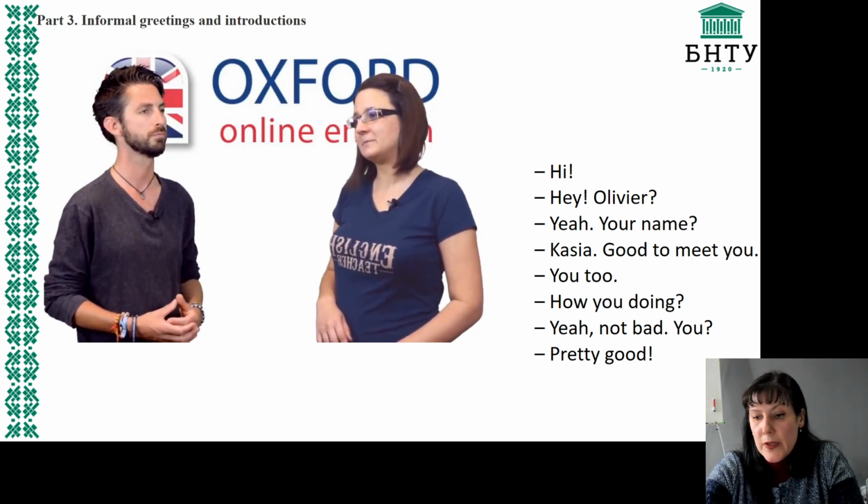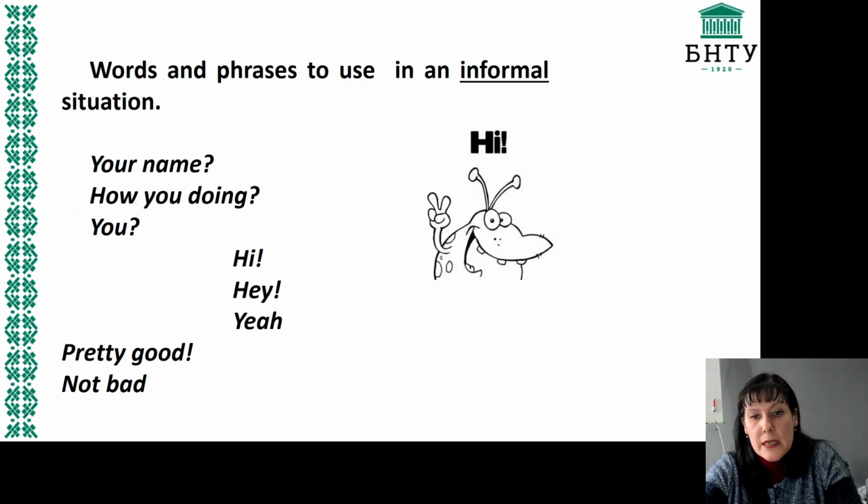So the first thing you can see is that the dialogue is even shorter than the neutral dialogue you saw in part 2. They use a lot of short questions and sentences. Your name, how are you doing, you. These are fine in informal speech, and native speakers often shorten sentences and questions like this. However, you won't do this in a more formal situation.